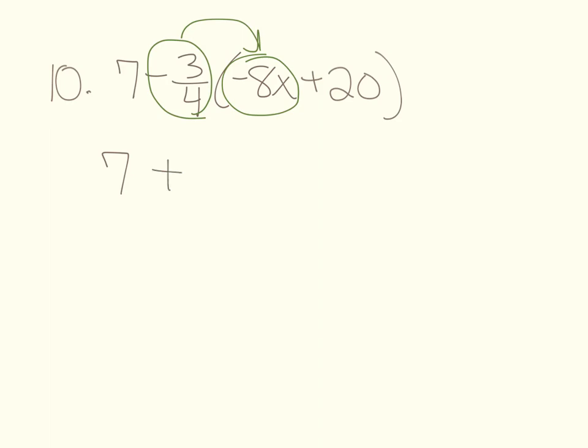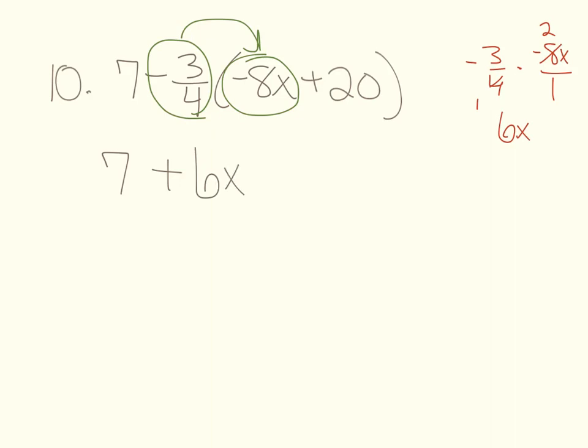I'm going to go over here to the side, and I'm going to say negative 3/4 times negative 8x. I'm going to put that over 1. Look, the 4 and the 8 cancel. They're being really nice to me here and making my denominators go away. And I end up with a 6x. I know it's going to be positive, so I come back over here and I say 6x.